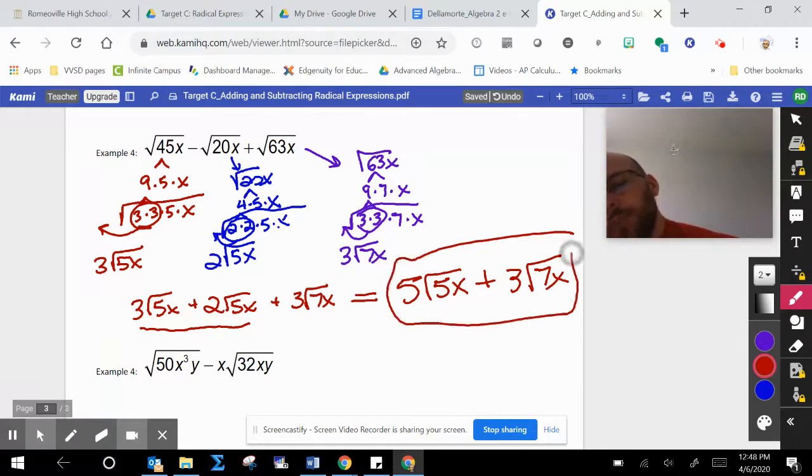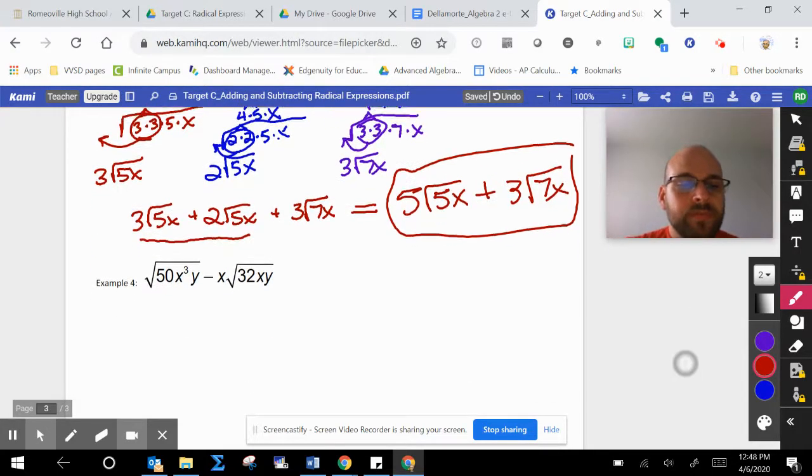Now, I wasn't able to combine that last term because it did not have the same radical value. The inside had a 5x for the first radical. The last one had a 7x. Those are not the same. You can't collect those. The only terms we can combine were the ones with the same radicals.